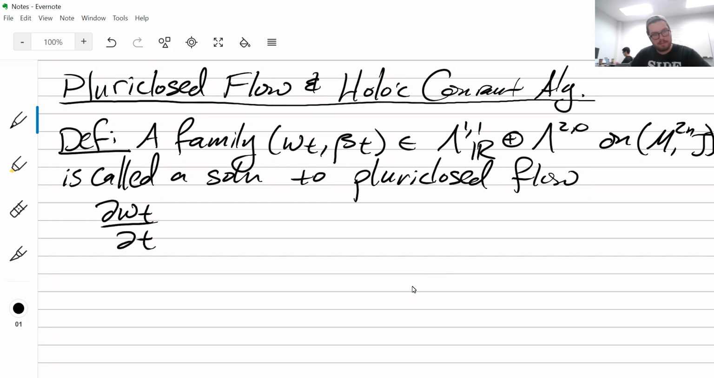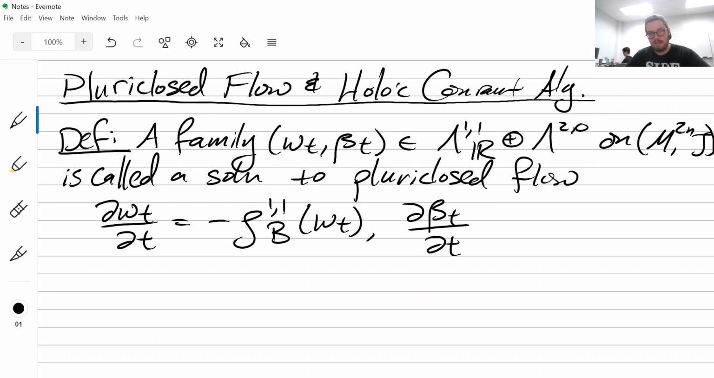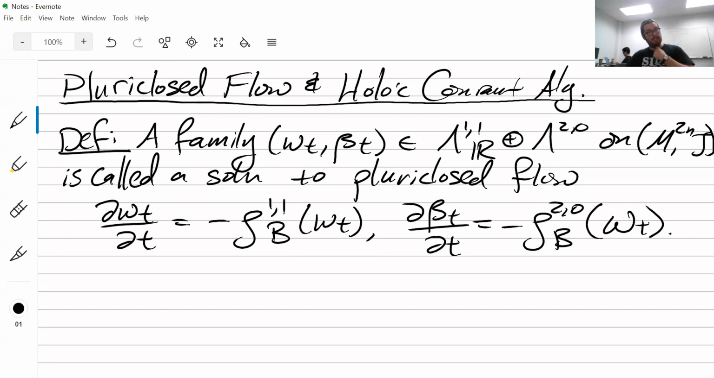The omega t's evolve by minus the 1,1 part of the Bismuth-Ricci form, and the beta t's evolve by the 2,0 part. Mario talked a little bit about exactly what the Bismuth connection is, so I don't really want to spend too much time on it, but it's the unique Hermitian connection with totally skew symmetric torsion on M.